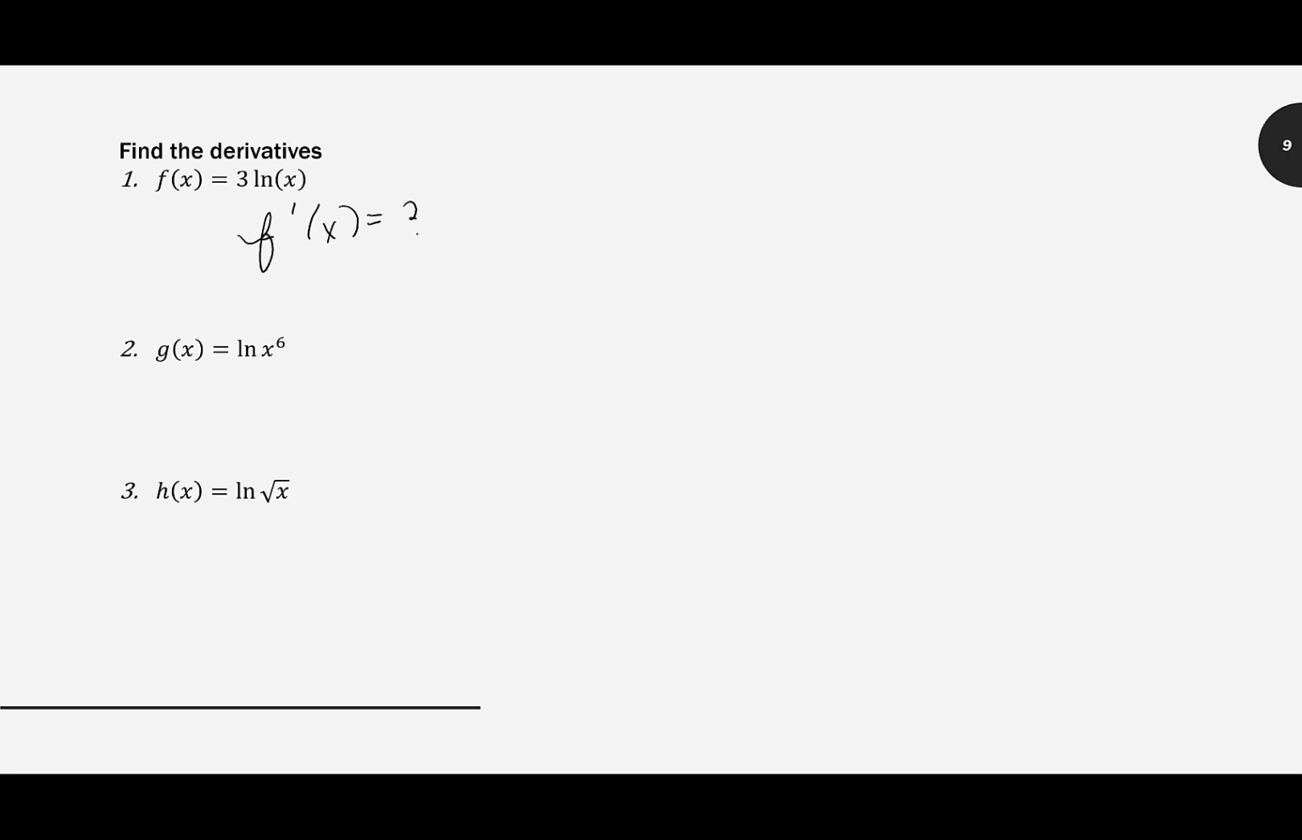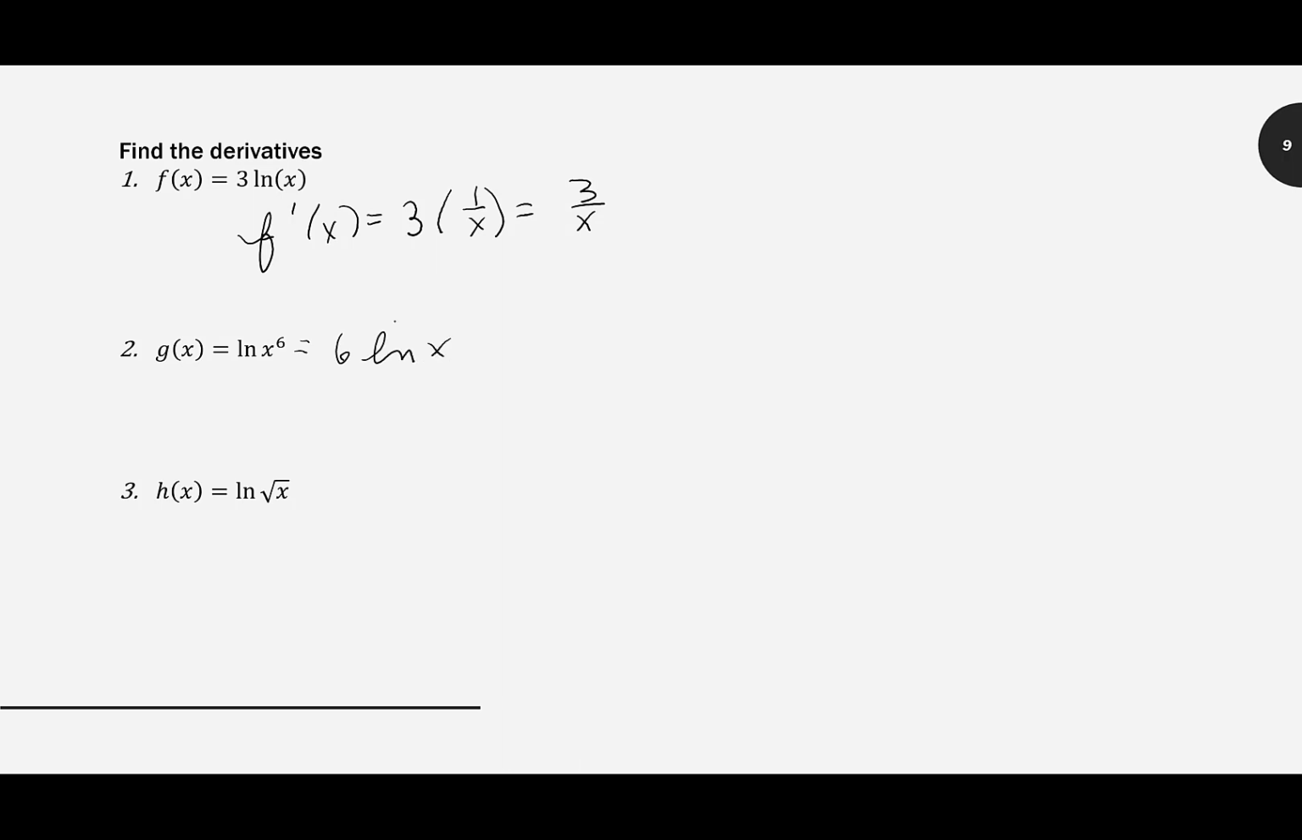I will keep the 3. Natural log of x becomes 1 over x, and typically we're going to write this as 3 over x. G of x says natural log of x to the 6th. Now, if you notice, I only gave you this one rule so far, which was what happens to natural log. But we have a bunch of properties of natural logs, and the first one we're going to use is the power rule that says powers become coefficients.